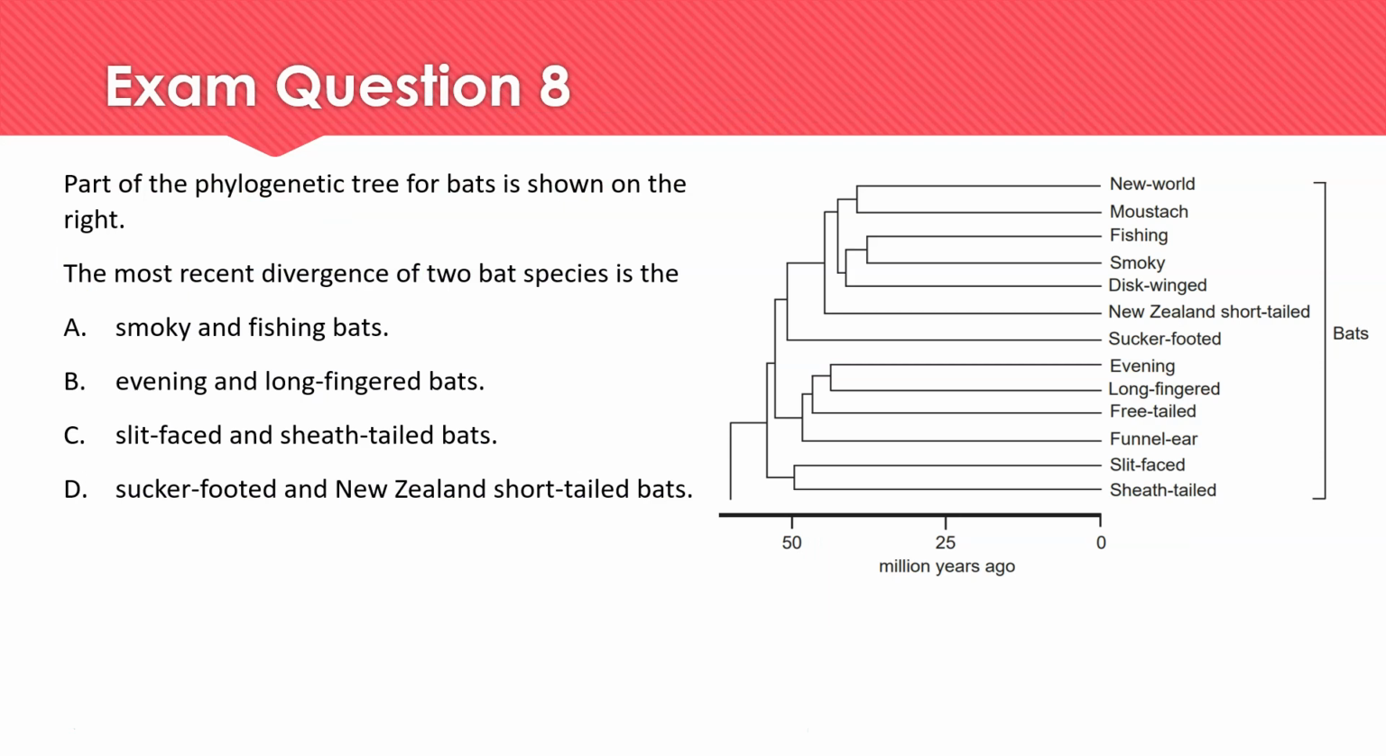Exam question 8 says part of the phylogenetic tree for bats is shown on the right. The most recent divergence of two bat species is the A, smoky and fishing bats, B, evening and long-fingered bats, C, slit-faced and sheath-tailed bats, or D, sucker-footed and New Zealand short-tailed bats. So you can pause the video, have a think and write down your answer, and then check it against the video linked in the description box below.